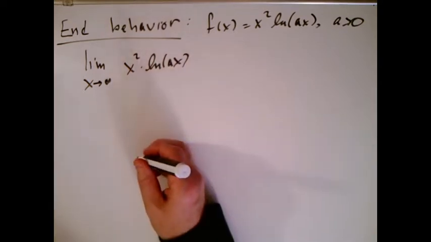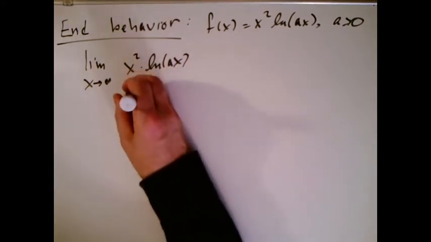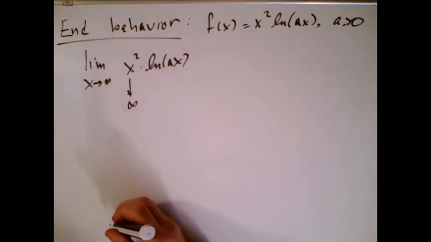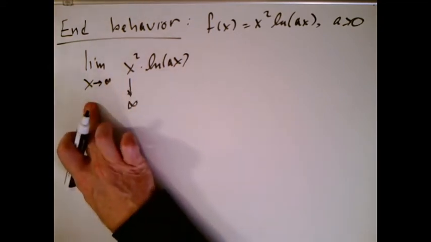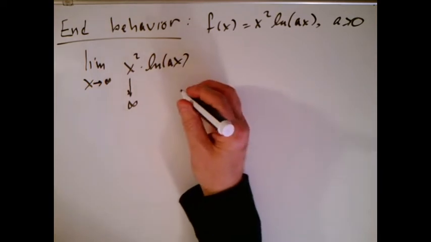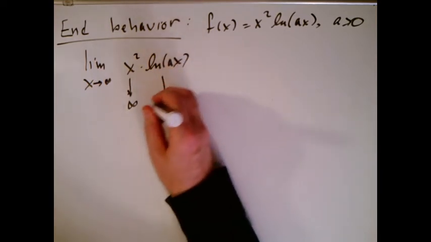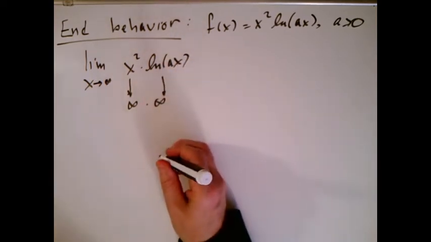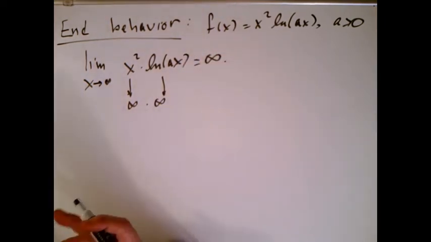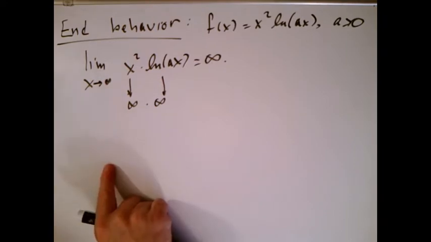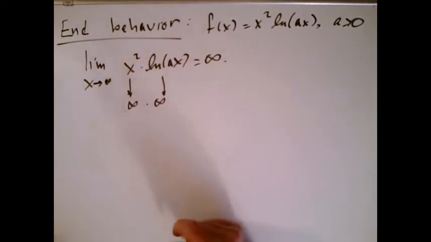Well, if x is a very big positive number, squaring it gives an even bigger positive number. When a is positive and I multiply by a huge number, I get a huge number. The ln of a huge number is also huge positive. I get positive huge times positive huge. We get positive huge. And just remember how to interpret this. This says way to the right, right? The y values on the graph go way up.